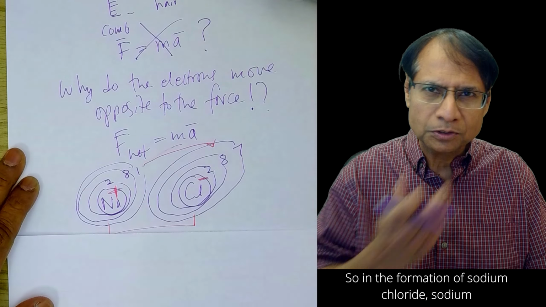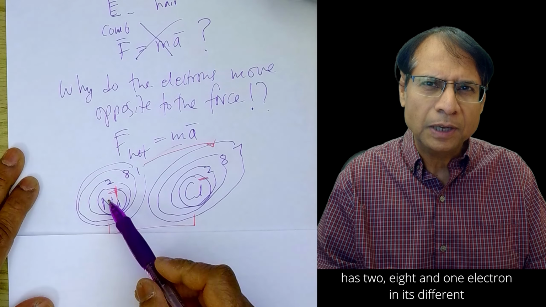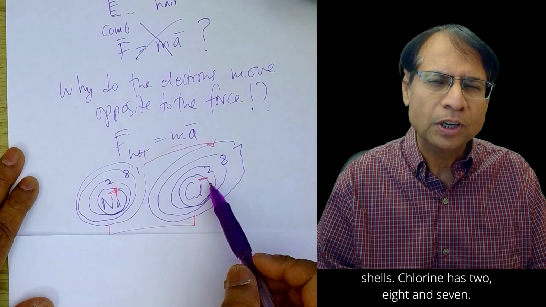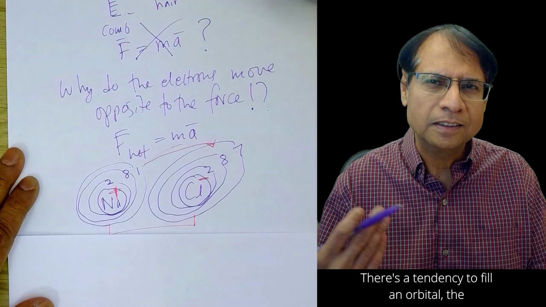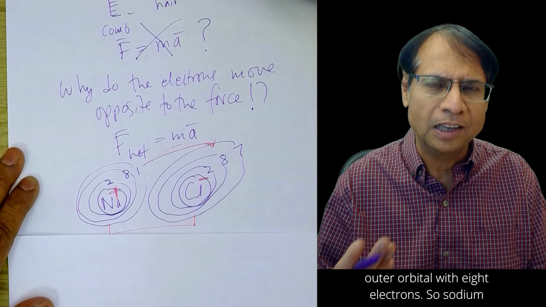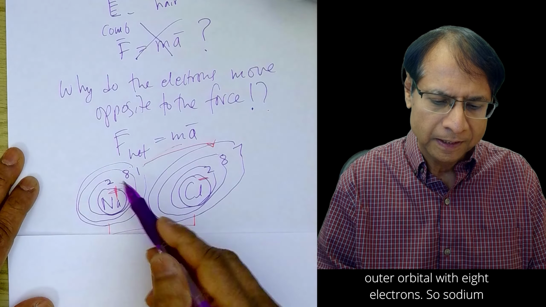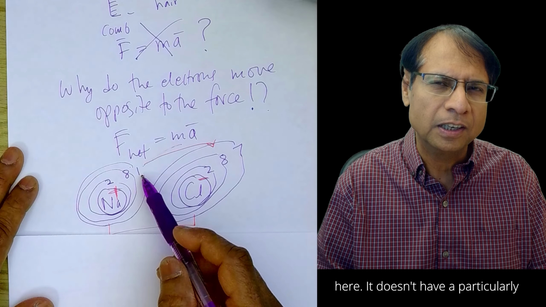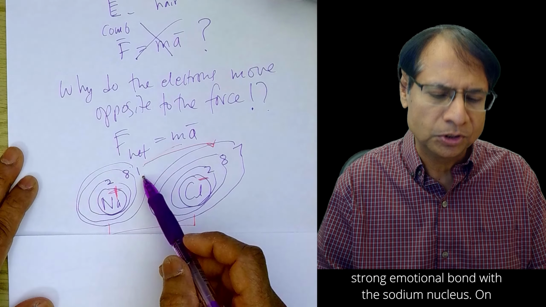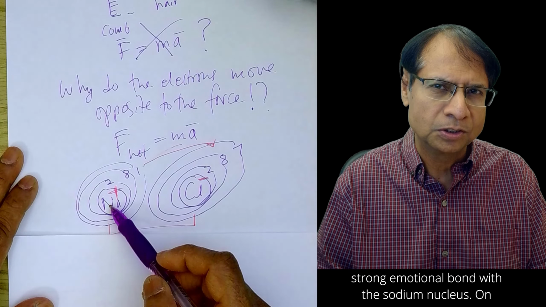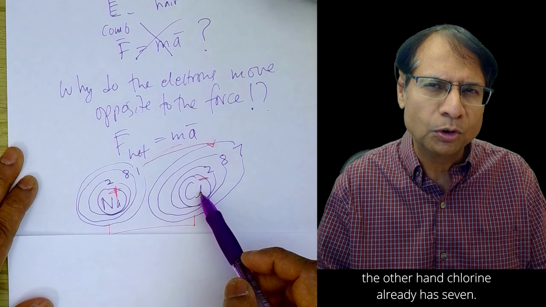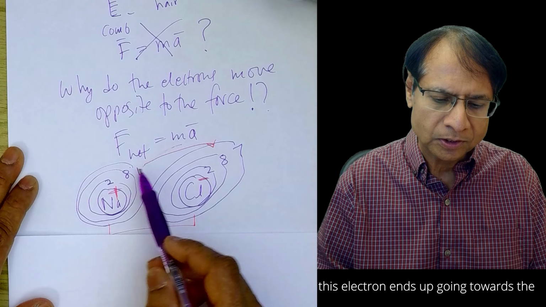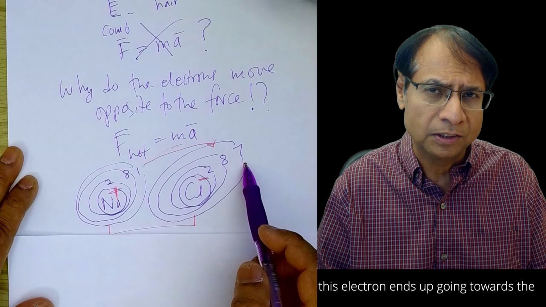So in the formation of sodium chloride, sodium has 2, 8, and 1 electron in its different shells. Chlorine has 2, 8, and 7. There's a tendency to fill the outer orbital with 8 electrons. So sodium has just one lonely, neglected electron over here. It doesn't have a particularly strong emotional bond with the sodium nucleus. On the other hand, chlorine already has 7. It's happy to adopt an extra electron. So this electron ends up going towards the chlorine.